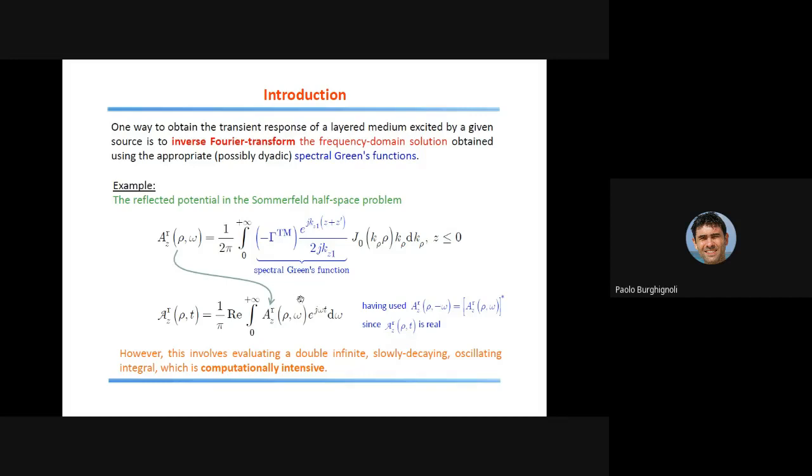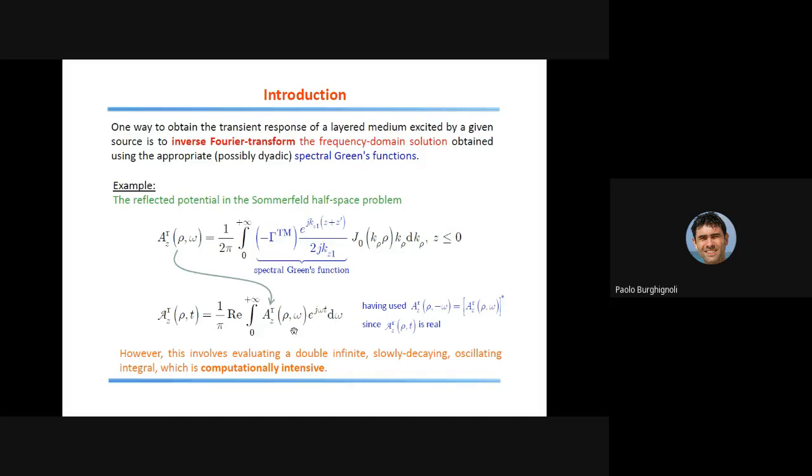This latter integral can be reduced to an integration along the positive real axis of the omega plane by exploiting the symmetries that characterize the Fourier transforms of real signals. For example, the spectrum on the positive axis and the spectrum on the negative axis are related by this complex conjugate relation, since the potential in the time domain must be real. And so what you actually need to evaluate is an integral along the positive real axis in the omega plane.